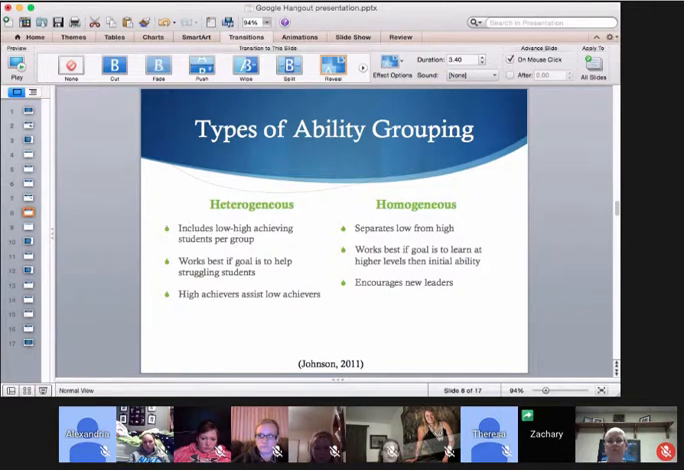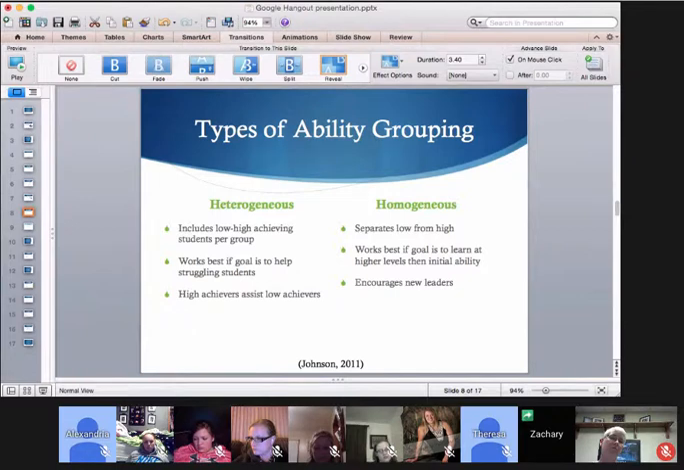Choosing which one you want to do depends on what your goal is with your students. If your goal is to help the struggling students get along, like if you're doing a review before a test, having some low achieving students with high achieving students helps. It's going to have the higher achievers helping, teaching and maybe tutoring some of the lower achievers to get them to the level that they need to be.